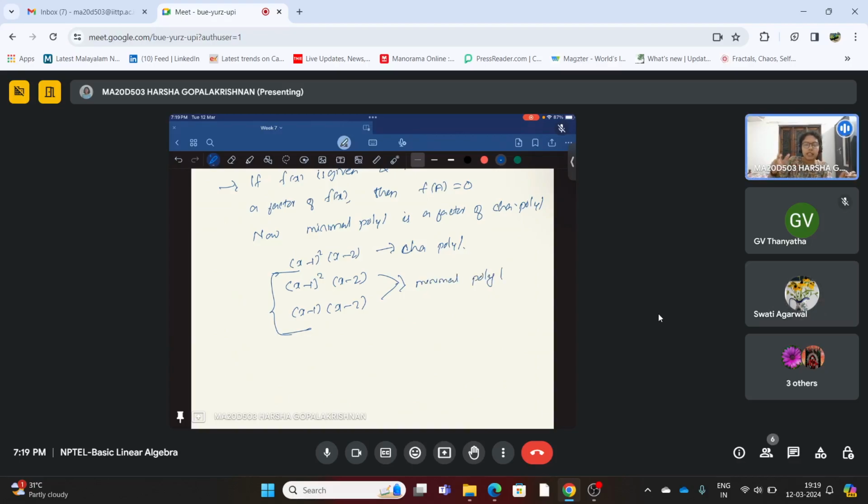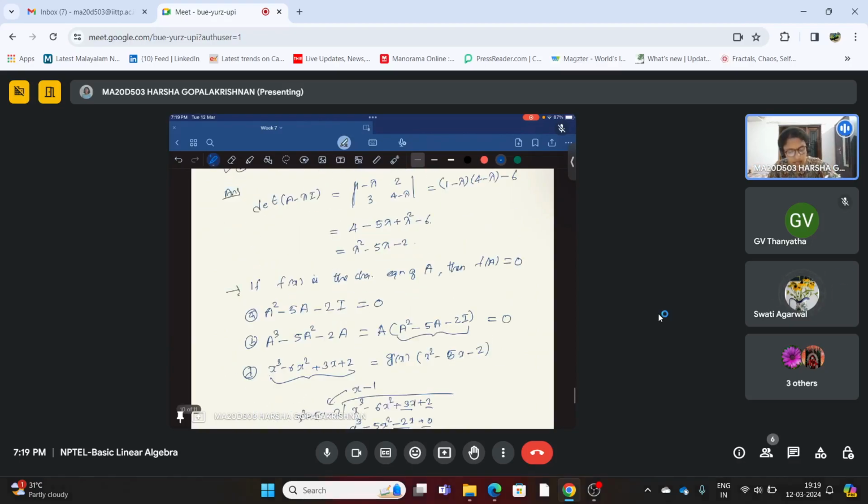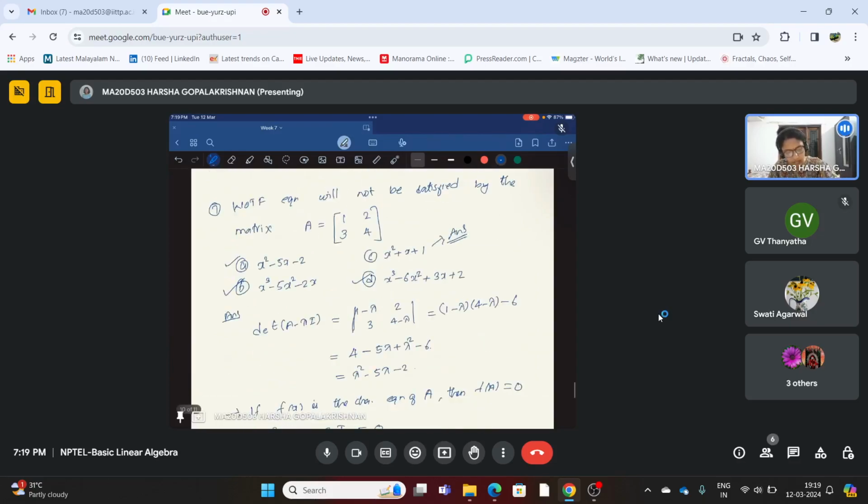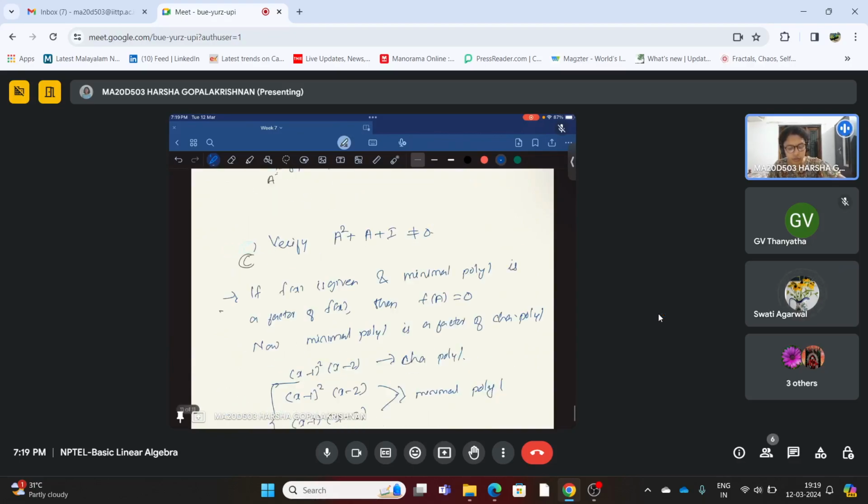As you haven't studied minimal polynomial yet, we cannot go further into this kind of thing. So we can leave this question just by checking this. These three satisfy, A, B, D satisfy. So C is the answer. That is enough as of now.